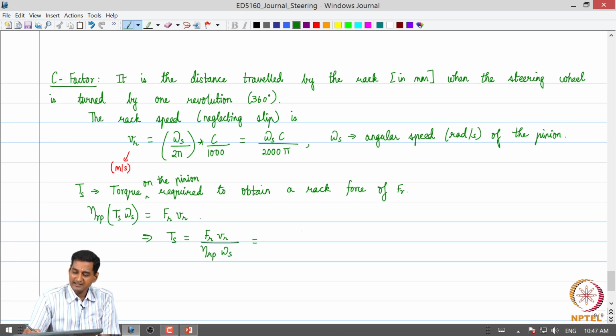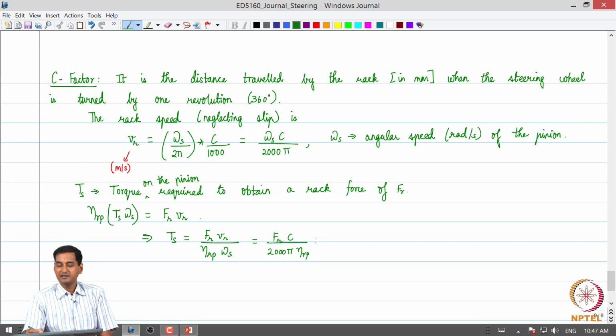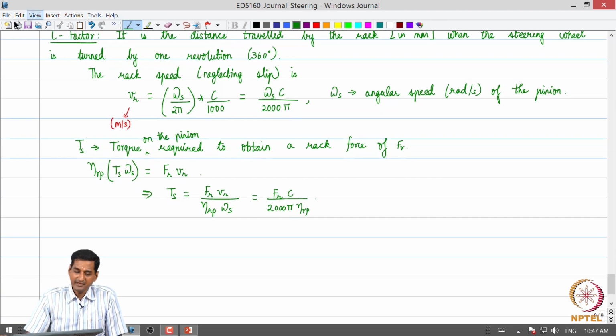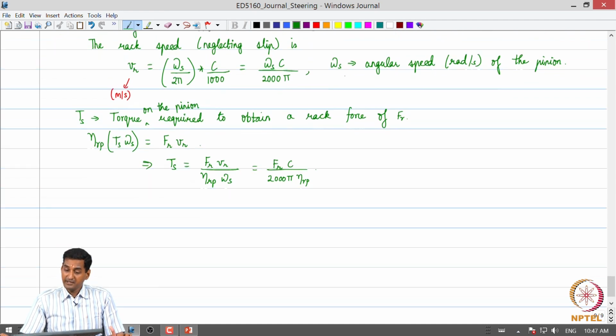Now, what is Vr divided by omega s? If you look at the above equation, that is going to be Fr times C divided by 2000 times pi times eta Rp. How did I get this? We just used the above equation for the rack speed. So, those are some parameters associated with the rack and pinion steering.